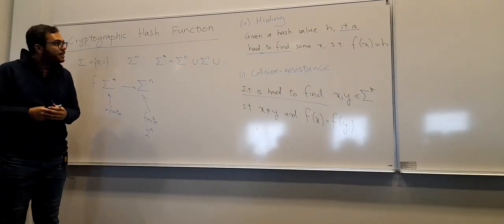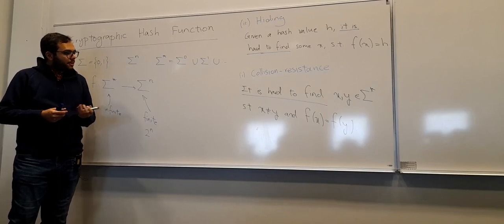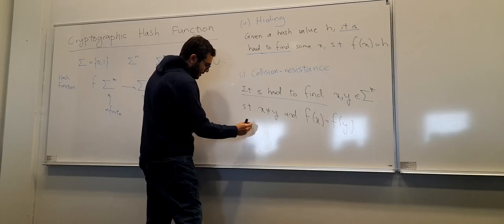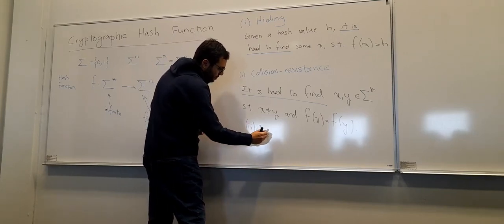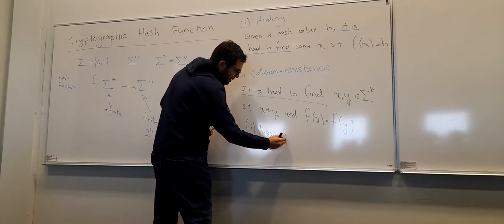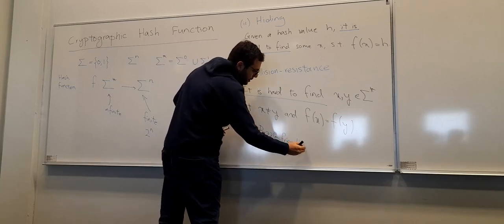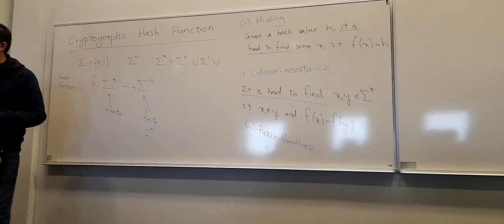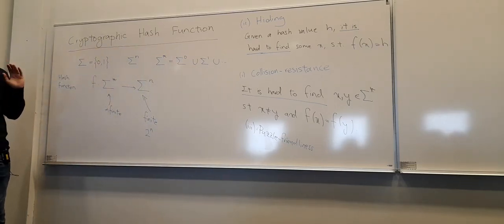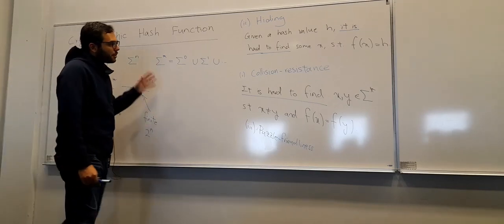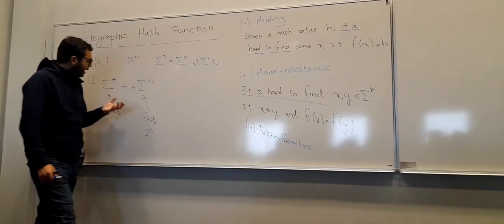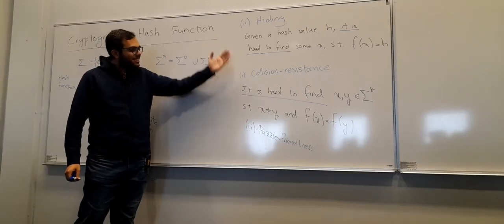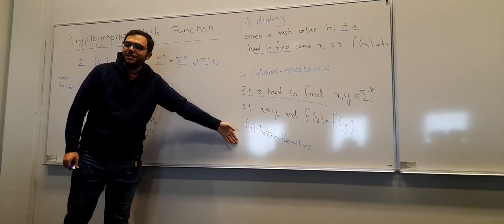Now, there is also a third property that we like to have. And now I'm going to write that one here. And that's called puzzle friendliness. But I'm not going to talk about this one in this session. We will talk about it later on when we get to proof of work. So for now, I just want you to know that whenever I talk about a cryptographic hash function, I mean a function of this form that has these two properties. There is another property that we will talk about later.